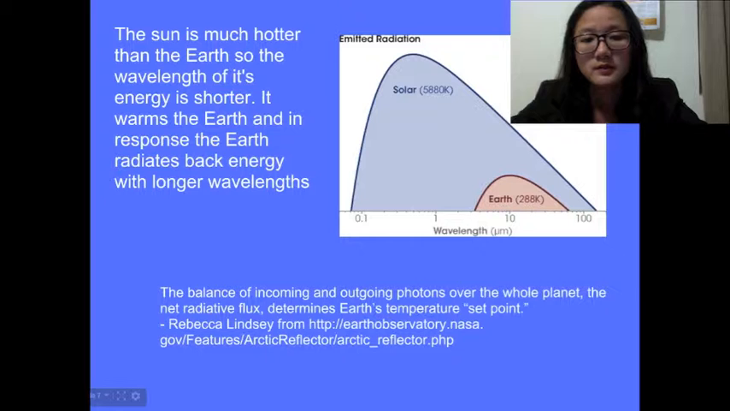And Rebecca Lindsay stated that the balance of incoming and outgoing photons over the whole planet, the net radiated flux, determines Earth's temperature set point. The ability of greenhouse gases to absorb and emit photons is what global warming is all about. Look at the graph created by Robert Simon. The solar energy is large because the sun is hotter, and Earth is smaller since the average temperature of the Earth is only about 59 degrees Fahrenheit.